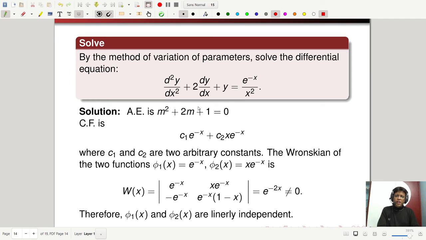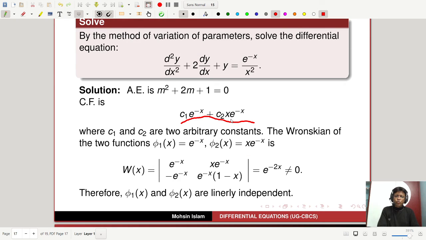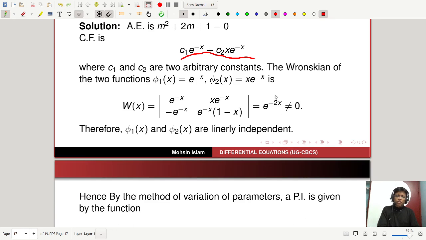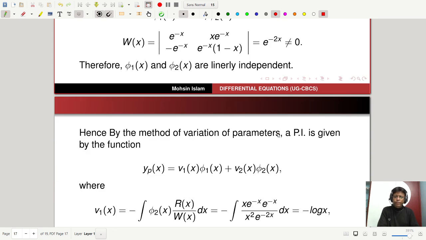So this is the auxiliary equation m square plus twice m plus 1. So this is your complementary function c1 e to the power minus x plus c2 x e to the power minus x. So your phi 1(x) is e to the power minus x and phi 2(x) is x e to the power minus x. So we have to check whether phi 1 and phi 2 are linearly independent or not. So you have to check the Wronskian. If the Wronskian is not equal to 0, they are linearly independent. Otherwise, they are linearly dependent. So we check that the result of the Wronskian is e to the power minus 2x. So phi 1(x), phi 2(x) are linearly independent.